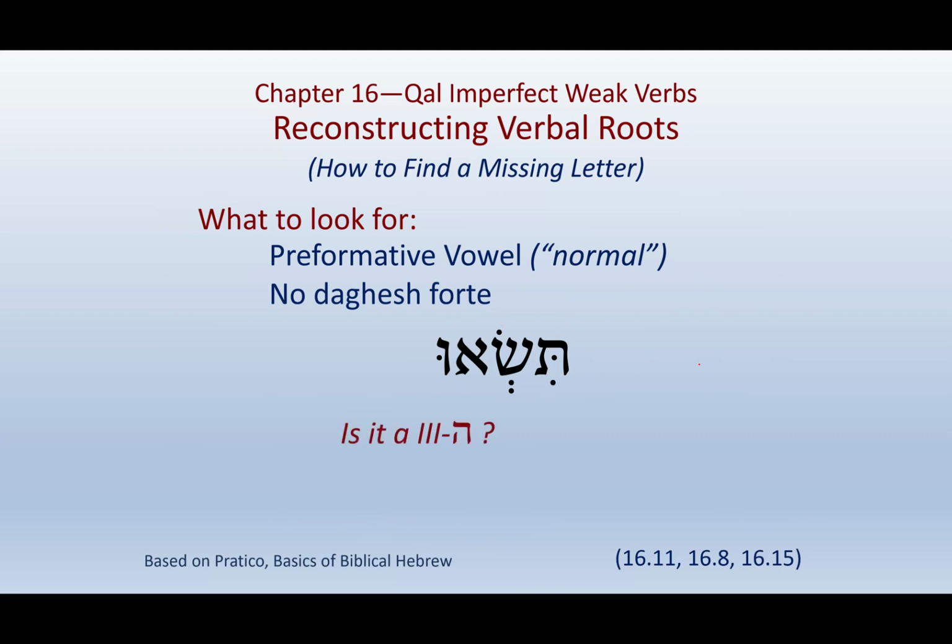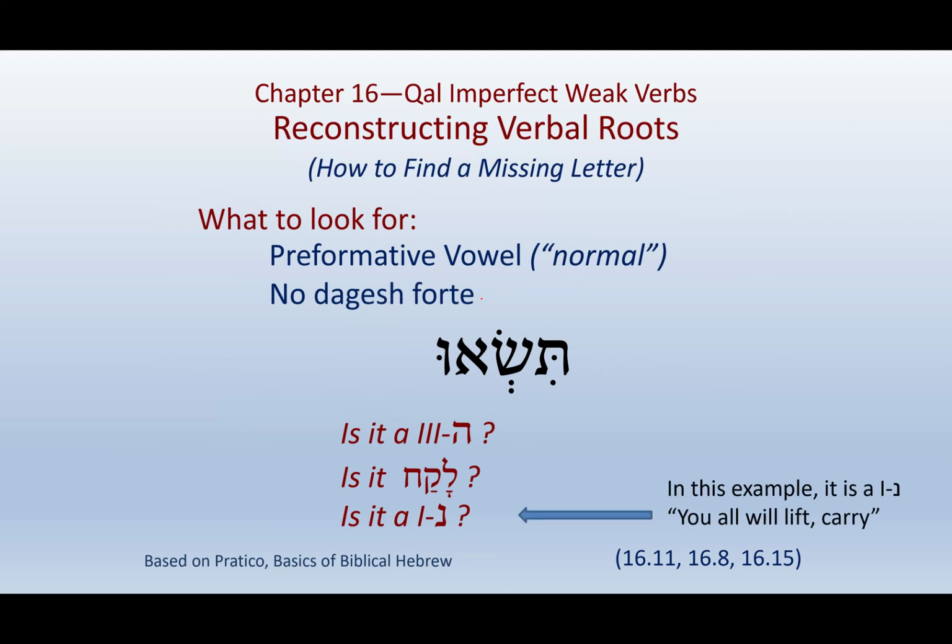So is it a three hey? No, it doesn't look like it's been a three hey. We can probably have a yod or something there. It'd actually be a three aleph is what it would be. Is it lamed-kof? No, I don't see a kof or a het in there. Is it a one noon? That's probably what it is, a one noon. Even though we don't have a dagesh there, why don't we have a dagesh? It's because we have a vowel subformative. Okay, that's why. And so yes, that is a one noon. And so this will be, you all, again, preformative, subformative, 2MP, you all will lift, or you all will carry.